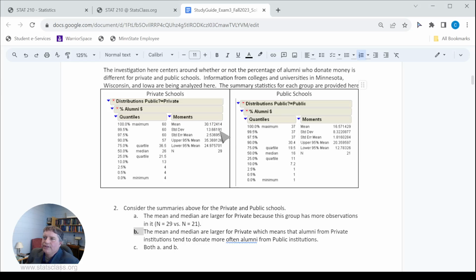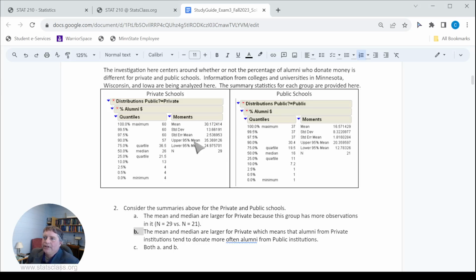schools and these 21 schools, you can straight up compare 30 to 16. You don't need these lower and upper 95% means to do that. If you only care about these 29 schools and these 21 schools at the particular time that you collected this data, you can straight up compare 30 to 16.